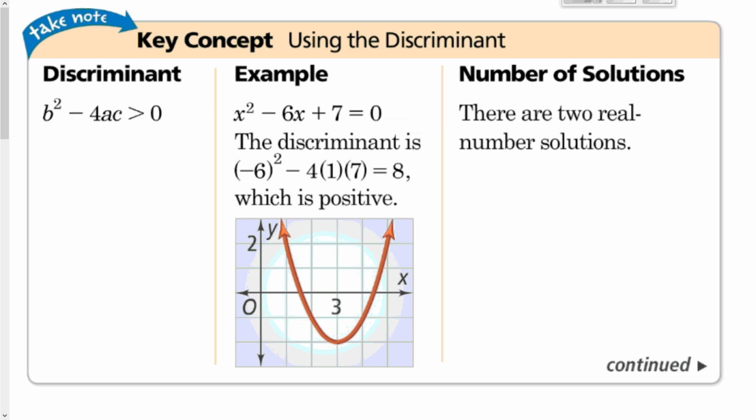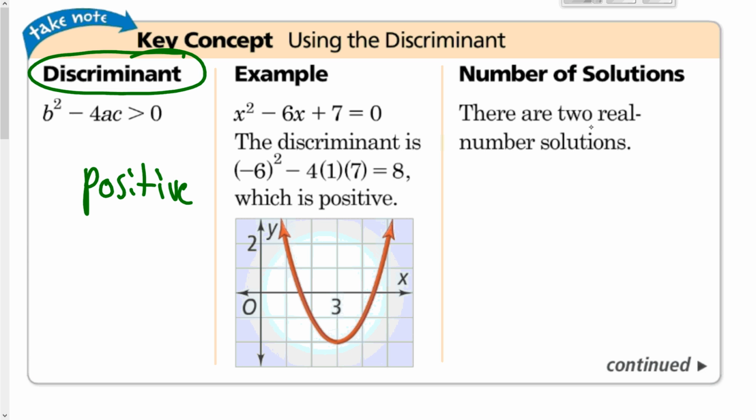Okay, so what we've been doing, the first thing when we use quadratic formula, is finding what's inside the square root. Well, what's inside the square root is called the discriminant. And when you find a discriminant, when that number is positive, what happens is you have two real number solutions. So you have two real solutions.